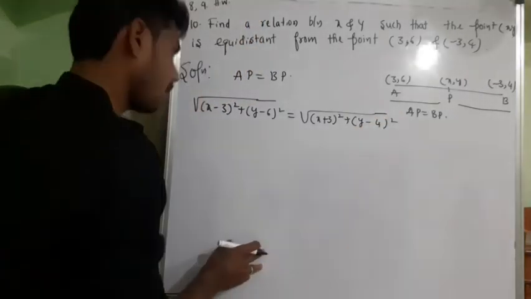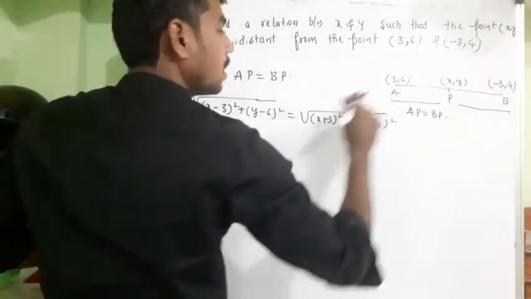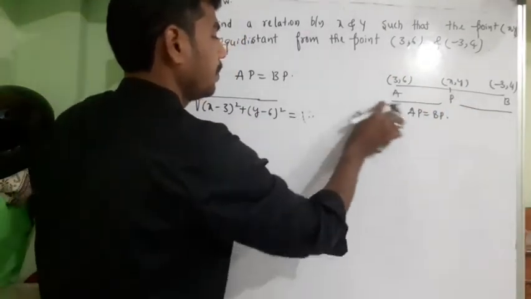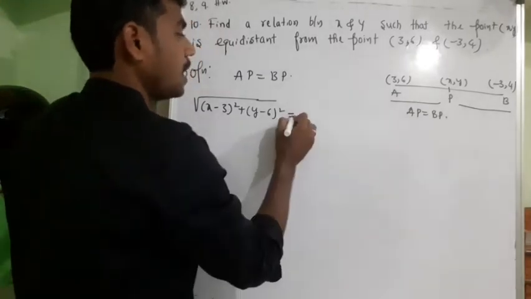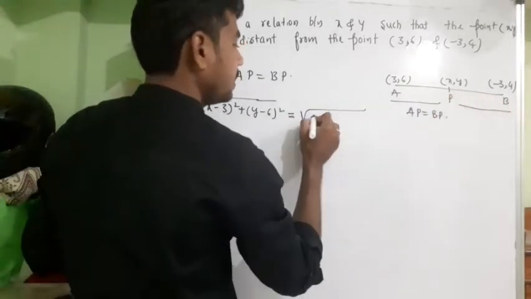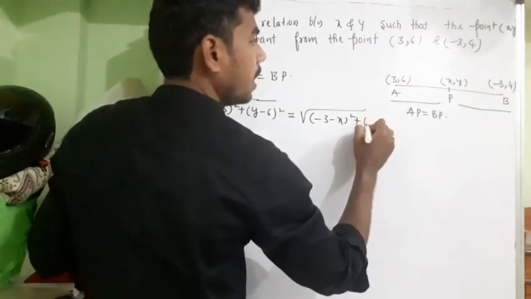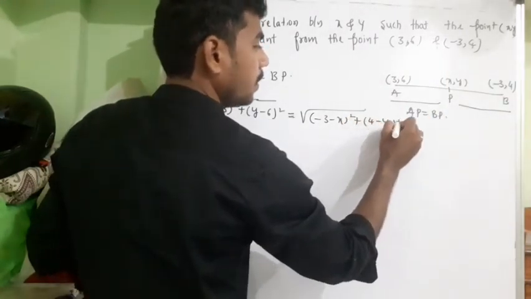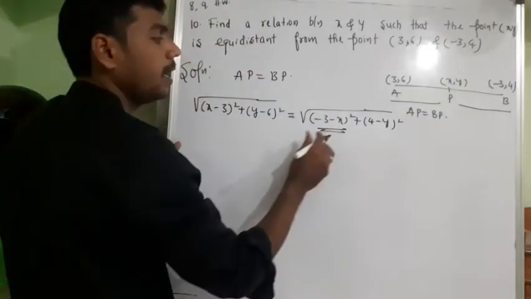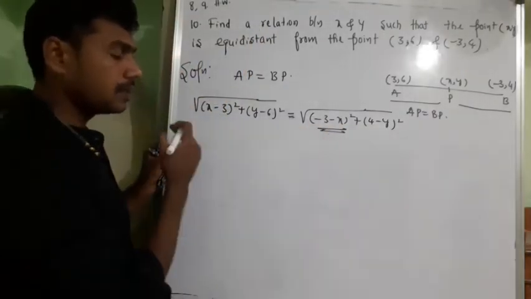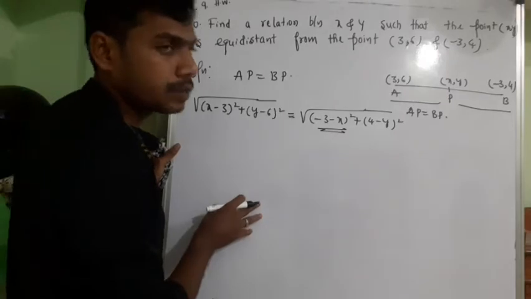So, sir, can we take in the reverse order? We can take. See, last problem what we did? (Minus 3 minus x) whole square, (4 minus y) whole square. In this way also you can write, and I'll explain here why. So if I take minus out, we get (3 plus x) whole square. I'll explain to you.